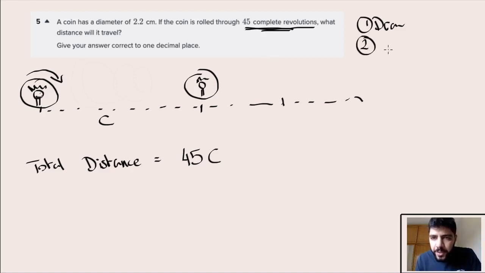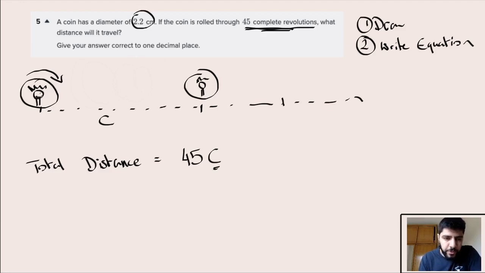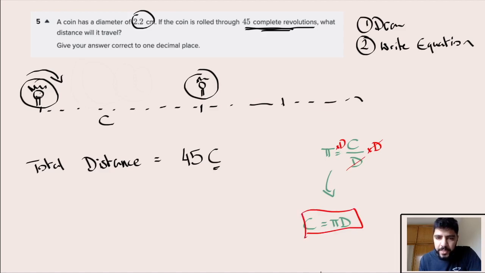So we sort of here, right now, wrote an equation, right? Total distance equals 45C. That's very good. Now, we still don't know what C is, but they gave us the diameter. The diameter is 2.2. And so we can use the same equation from last time. Pi equals C over D. You can even write this in a different form. You can say C equals pi D. If you just multiply D by both sides, it cancels from here, so you just get this new equation, C equals pi D. It's easier to use.